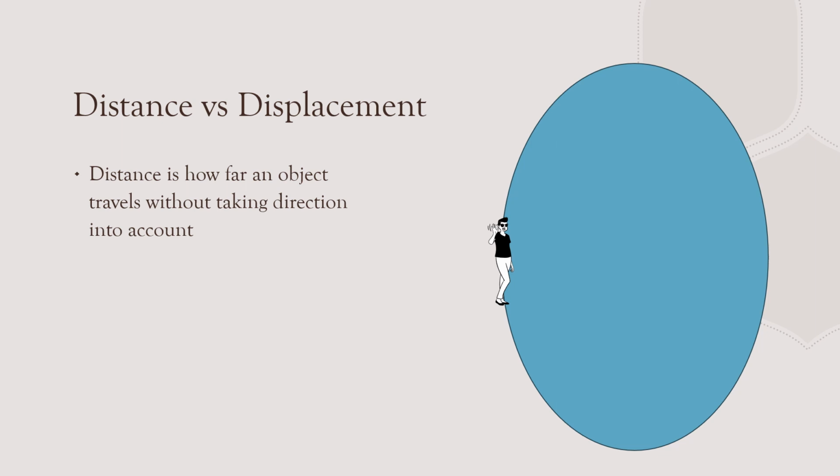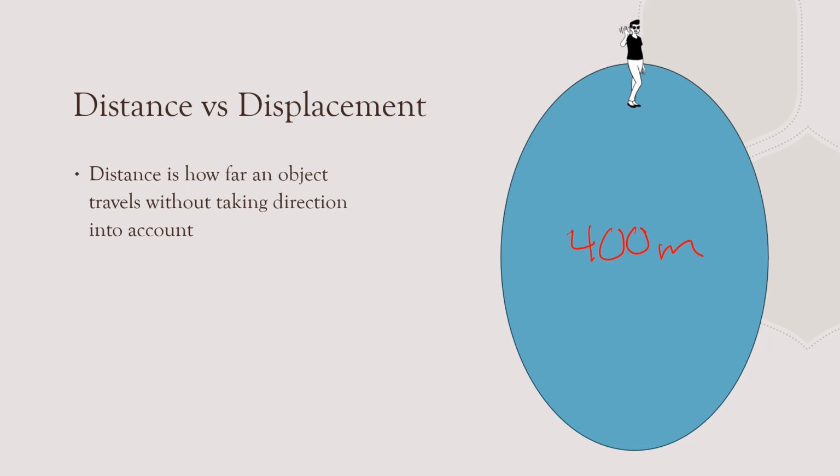So distance is basically how far an object travels without taking direction into any account. So if this person goes on a little loop around this oval right here, say it's a track, that would mean that they would have gone maybe about 400 meters along that loop. That's how far they would have traveled.